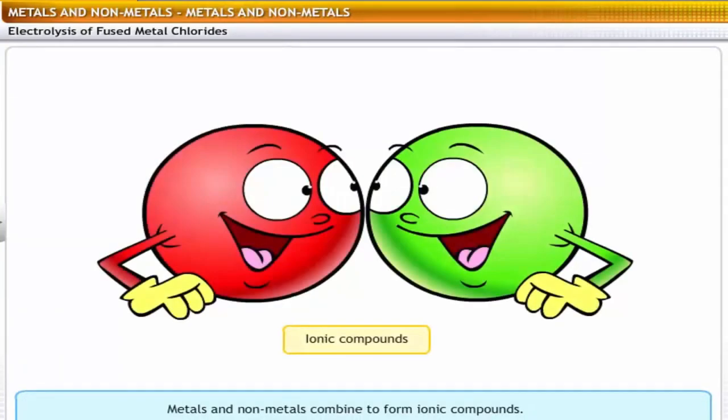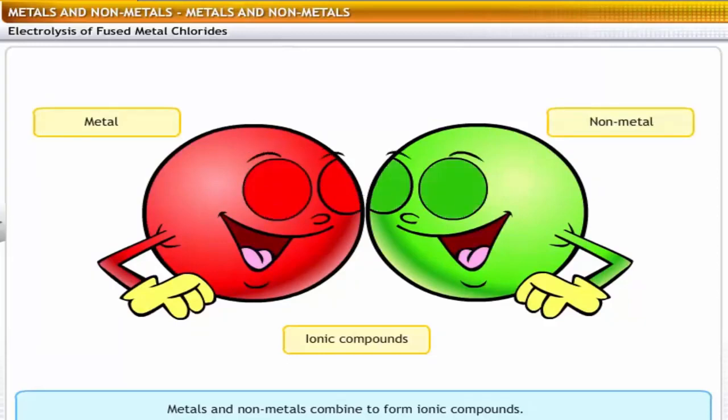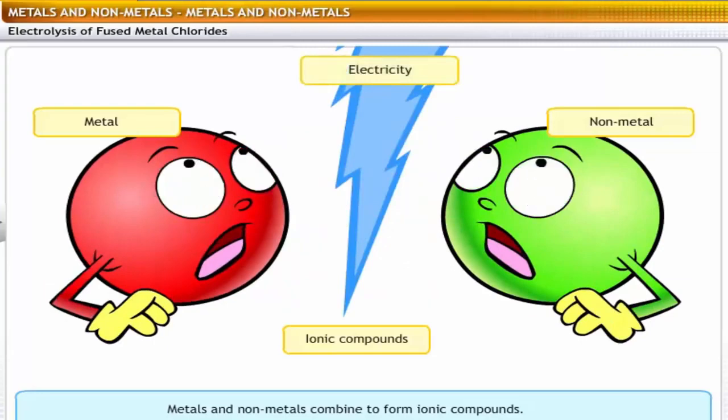In ionic compounds, the forces of attraction between the ions of metals and nonmetals are very strong. Therefore, it is difficult to separate the elements in such compounds. You can overcome this force of attraction or decompose this compound by passing electricity through it. The process of decomposition of a substance by passing electricity through it is called electrolysis.